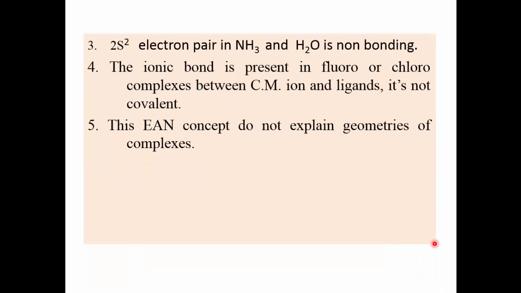Then see the next limitation. We know that in the case of the ammonia molecule, nitrogen is the electron pair donor atom, while in the case of H2O, on oxygen there is a lone pair of electrons. But according to scientists, the 2s2 electron pair in NH3 and H2O is non-bonding. If the electron pair is non-bonding, how can we say that there is formation of a dative bond, a coordinate bond, between the metal ion and ligand? This is one of the limitations.